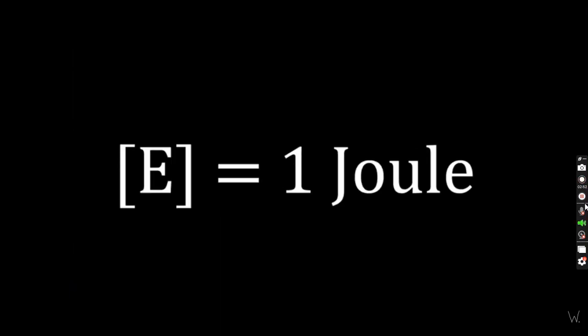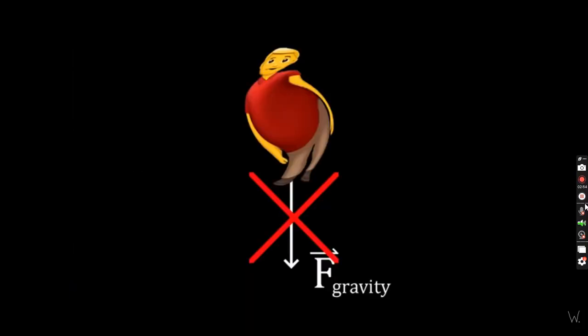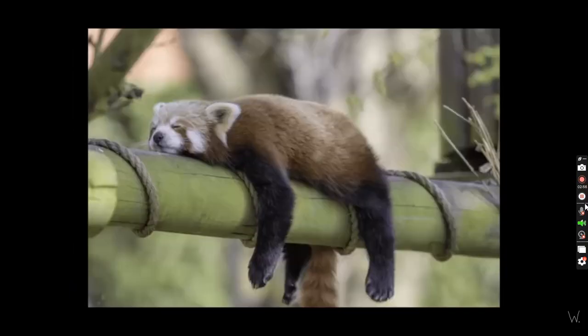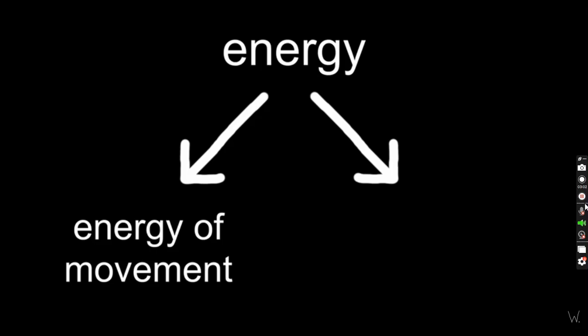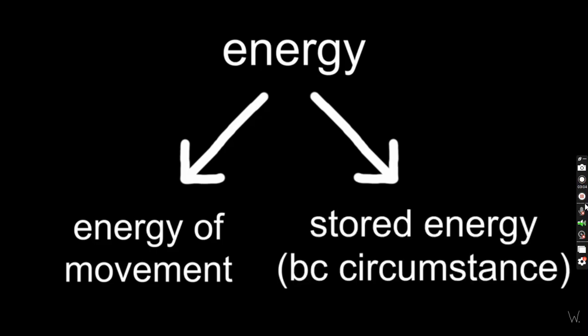Energy has the unit joule, and it's not like force. It doesn't have a direction, it's just a number that's kind of chilling there as a property of a thing. You see, there's two main kinds of energy, kinetic energy and potential energy. In plain English, energy of movement and stored energy due to some circumstance.